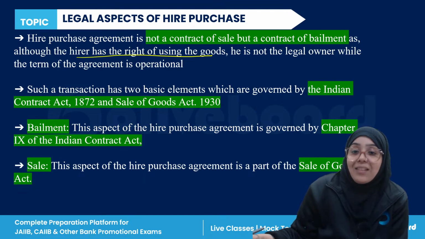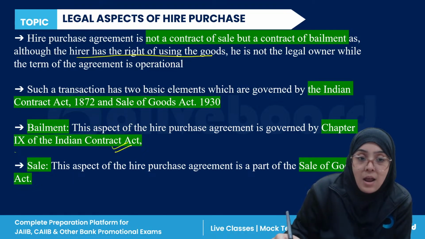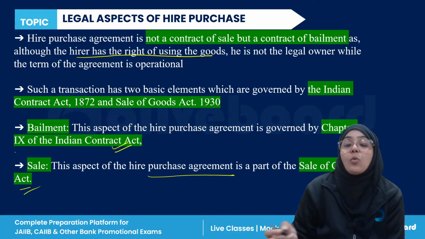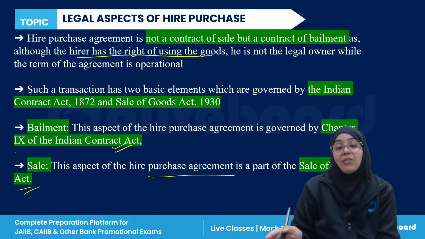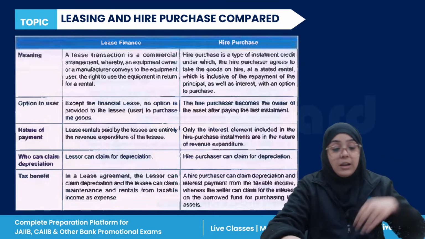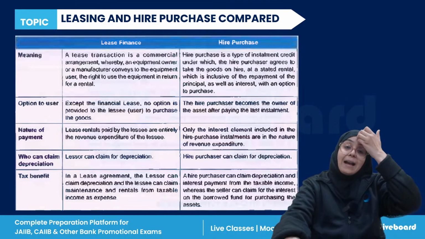Now, bailment in this aspect is governed by Chapter 9 of the Indian Contract Act, and the sales aspect of the hire purchase agreement is a part of the Sale of Goods Act. Clear? So always remember this is the legal aspect of hire purchase. Clear? Now, if we talk about the difference between hire purchase and leasing.